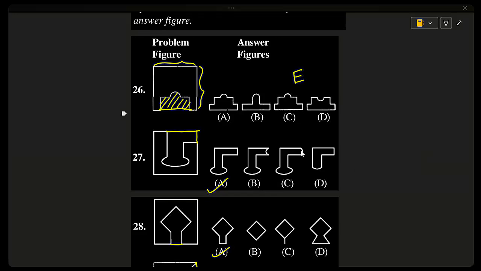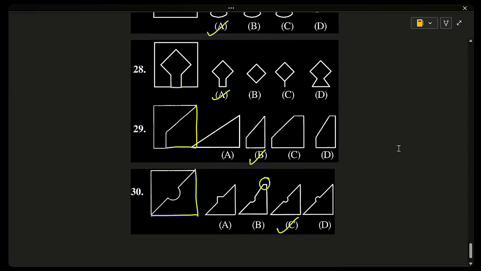Nishika, what is your doubt? Sir, why not 29 option C? See, this is not filled now. You can see this pattern. Here it is going to the corner, but here it is not going to the corner. Okay, sir.